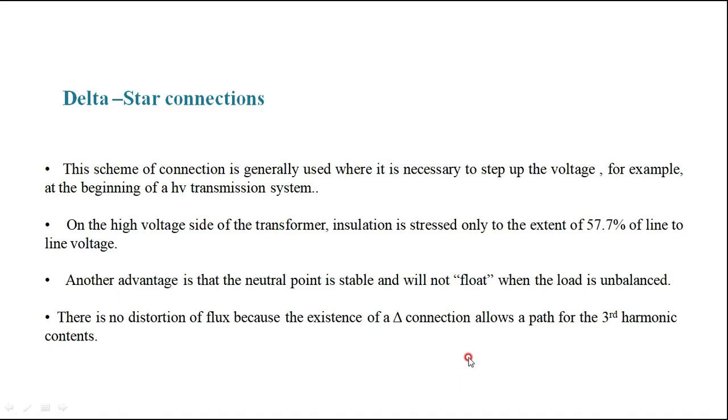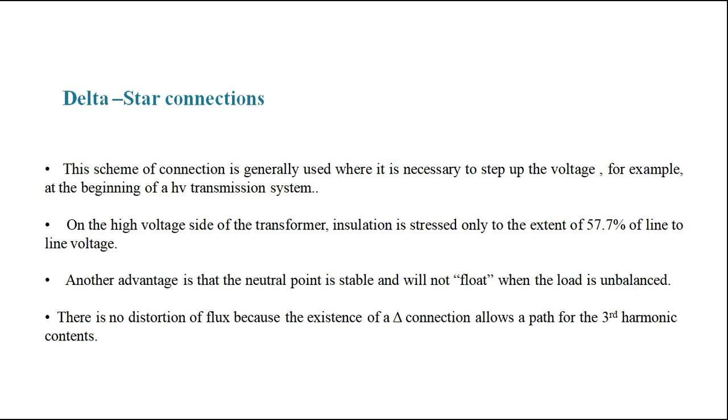Some of the salient features of the delta star connection are: this scheme of connection is generally used where it is necessary to step up the voltage, for example at the beginning of the high voltage transmission system. On the high voltage side of the transformer, insulation is stressed only 57.7% of the line voltage. That is quite evident because it is a delta star connection. Another advantage is that the neutral point is stable and will not float when the load is unbalanced. That is, it is capable of handling unbalanced load also.